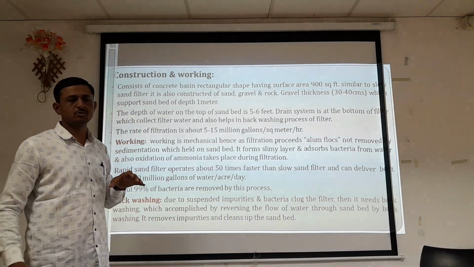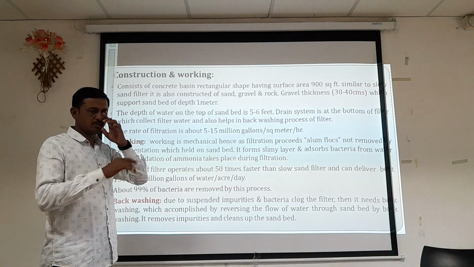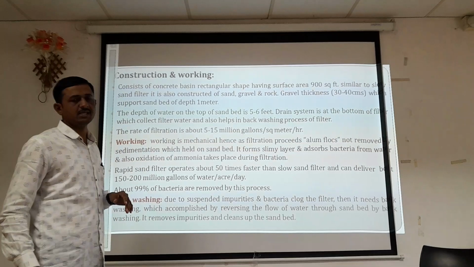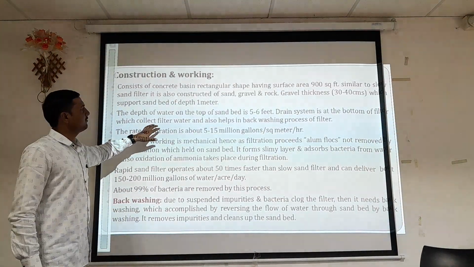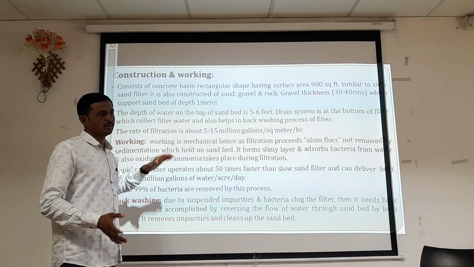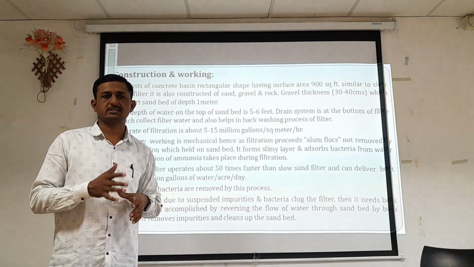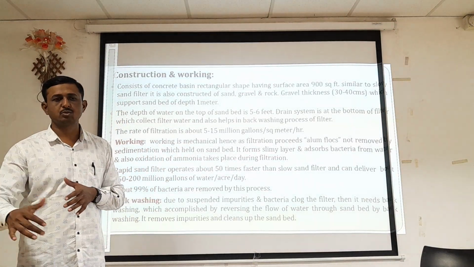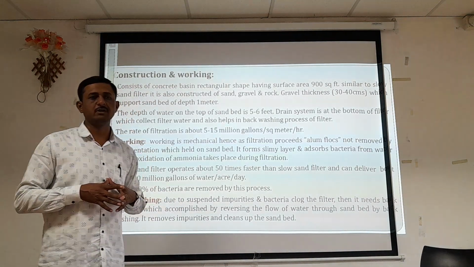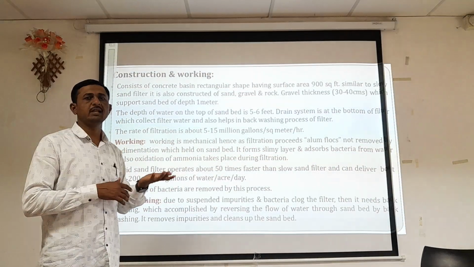The water which is transferred to the sand filter is limited to 5 to 6 feet in depth. A drain system is placed at the bottom of the filter, which collects filtered water and also helps in the back washing process of the filter. It is similar to that of the slow sand filter. After filtration, the filtered water is collected through a drainage line placed at the bottom of the rapid sand filter into another storage tank which collects the filtered water.